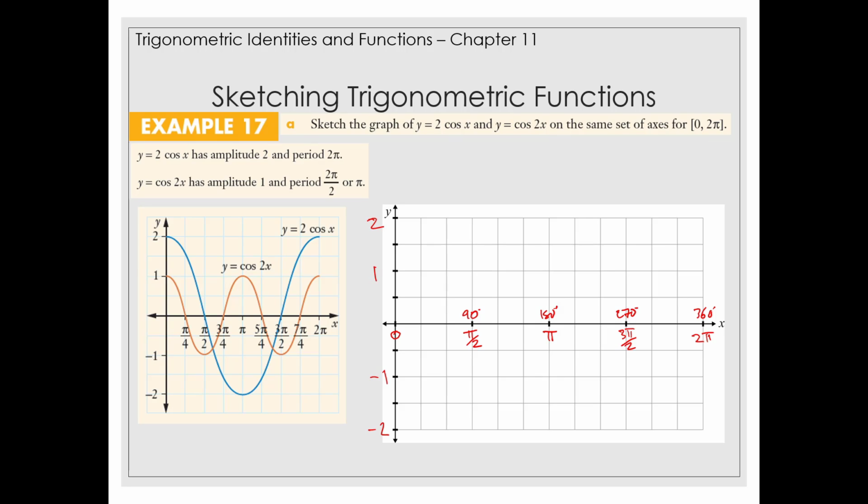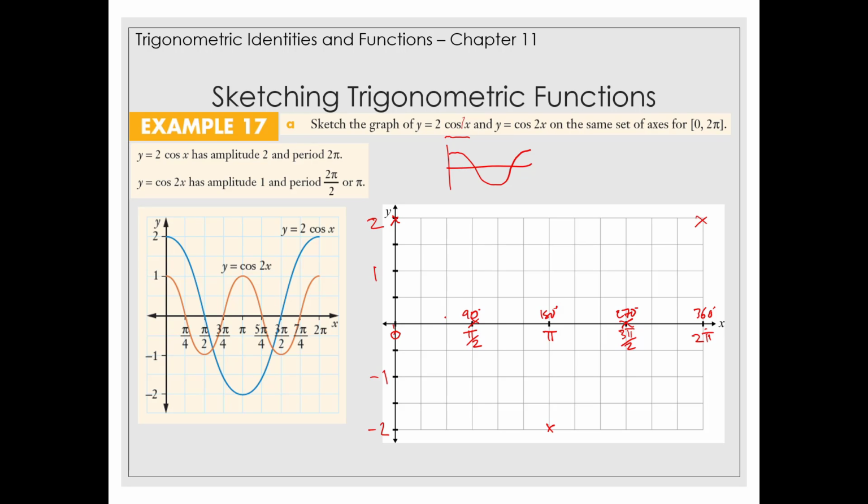Now, because there is a 1 in front of the x, there is going to be one full cycle of cosine between the 0 and the 360. It starts at 2. We know it's going to drop through at 90. It's going to bottom out at 180. It's going to cut back through at 270, and it'll end up at the 360. So that one's relatively easy to draw.